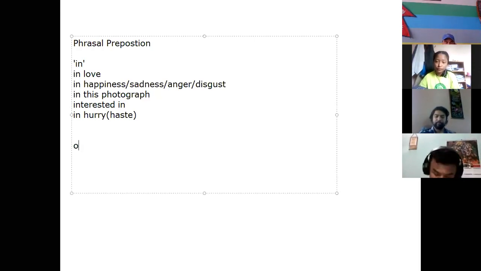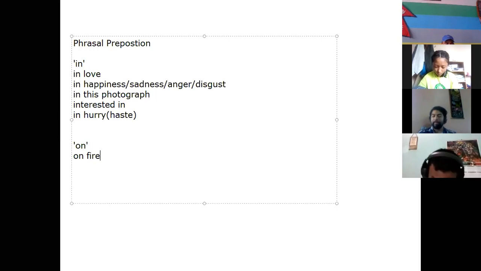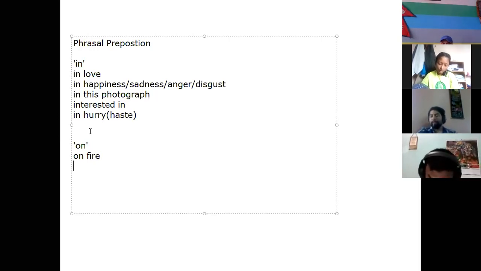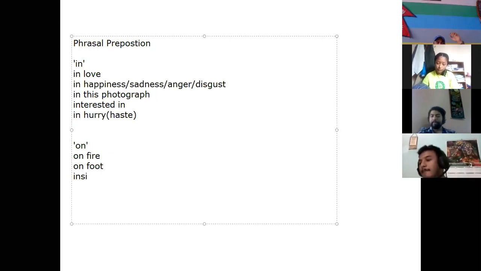So on को भनेको आगो लाग्यो on fire. जहिले his house is on fire. आगो लाग्दैछ on fire. On foot हिँड्दै आयो भने तिमी आज केमा आयौ? I came here by a public bus or I came here on foot. हिँड्दै आएन. Insisted भनेको अलिकति अर्ज गरिराख्नु, रिक्वेस्ट गरिराख्नु. Insisted भनेको म यो गरेको खाली पढ कि पढ भन्छ भने he insisted me on study. Insist गरिराख पढ भनेर.